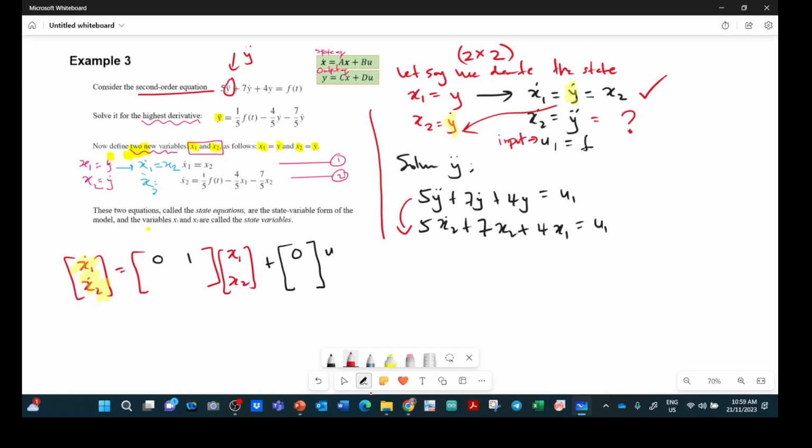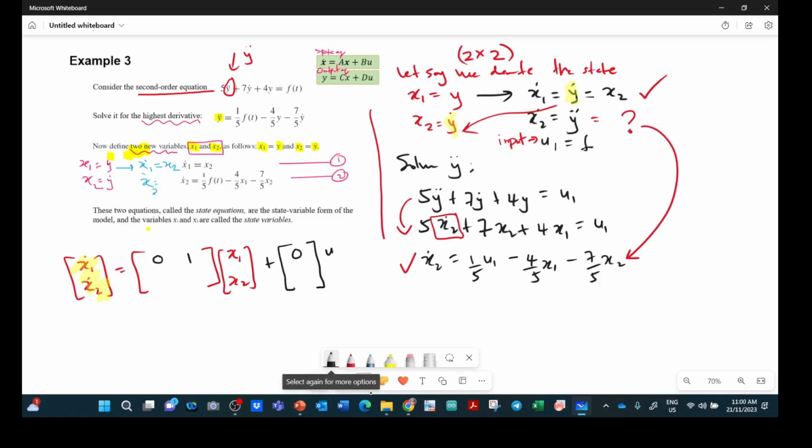So after you have this, then you can see that now you have x2 dot, the one that you want to solve over here, right? So x2 dot is equivalent to 1 over 5 u1 minus 4 over 5 x1. I'm going to rearrange it according to x1, x2. And then minus 7 over 5 x2. So based on this, you already completed x2 dot, which is over here.